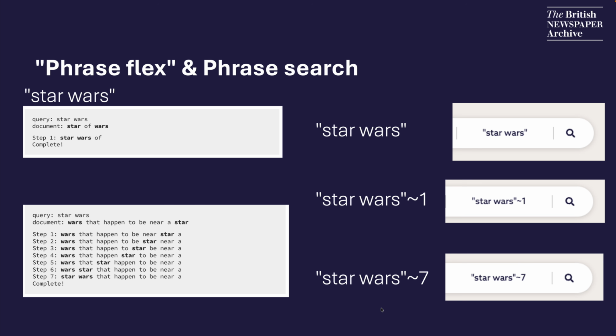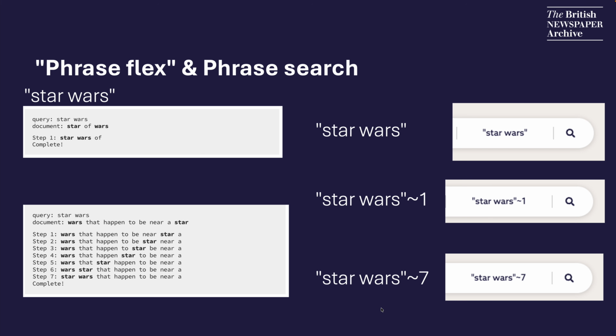If you introduce more phrase flex, you can start to have those two words close together, but not necessarily in that order, and maybe with one or two words in between. So you can see the example on the left here, and the phrase flex is basically how many steps you would have to go from the phrase you're looking for, in this case Star Wars, to the phrase in the potential target to see if they're matching. So Star Wars with a phrase flex of 7 is saying, well, I could go for wars that happen to be near a star, down to Star Wars through 7 moves.